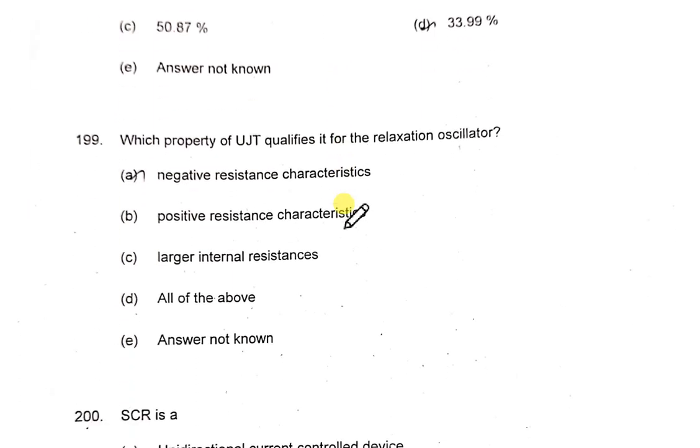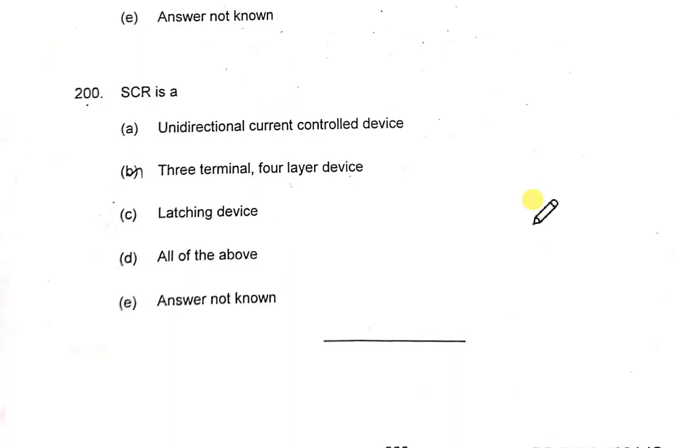Which property of UJT qualifies it for the relaxation oscillator? Here it is negative resistance characteristics. SCR is a unidirectional current control device, and it is a 3-terminal 4-layer device also, and it is also called a latching device. So all of the above is the correct answer. Thank you.